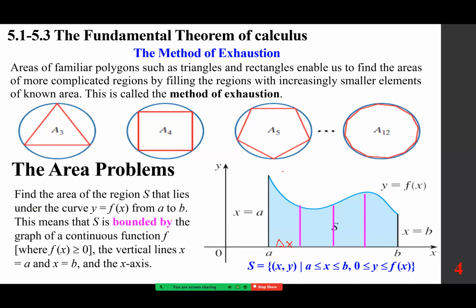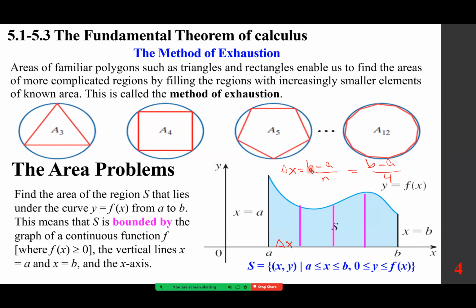And delta x is b minus a over n. n is the number of subintervals. For what I've done here, it would be b minus a divided by 4. So they have the same width. Same width. What is the height?